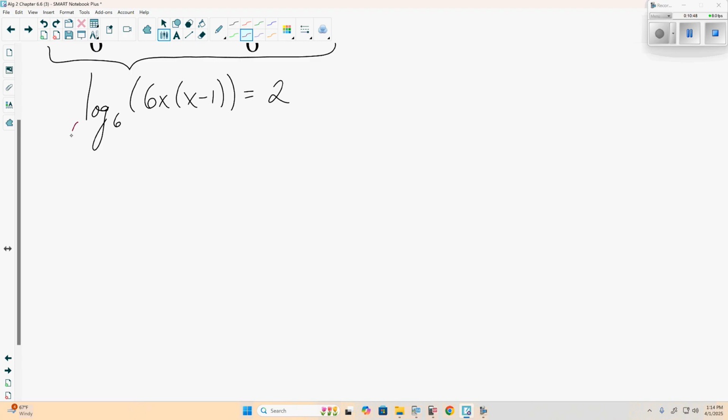Now to simplify the log, we're going to put both sides to the base of 6. And that's because we want this log base 6 to simplify. And by putting it to the base of 6, it is going to simplify out, leaving us with just 6x times x minus 1 is equal to 6 to the second power. Now what is 6 squared? 36.